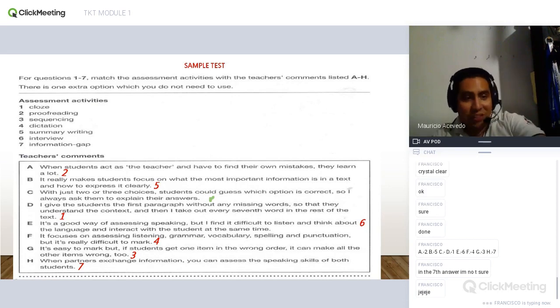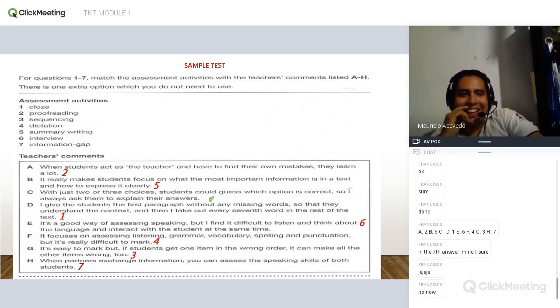Yes, I got confused with information gap and gap filling. I didn't read correctly. No, now.